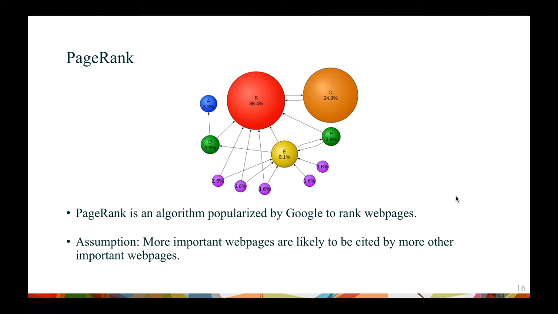They're saying that the more important a web page is, the more likely it is to be cited by other important web pages. For example, here you see that web page C is very important, not because it was cited by a lot of web pages, but because it was cited by another web page which is very important. This is the key idea underlying PageRank, and also topical PageRank.